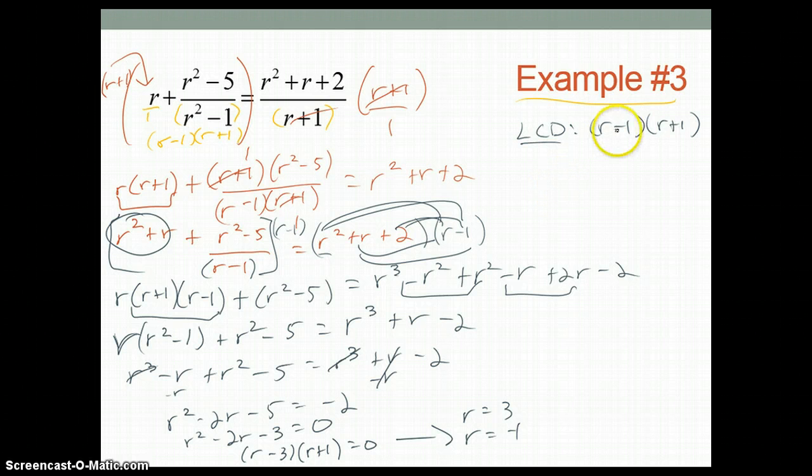Again, you can do this at the very start and multiply by both things, or you can take it one step at a time and say, how can I get rid of one fraction, and then move on to our new problem and say, how can I get rid of the other fractions, and solve. And you'll always want to plug these back in to ensure that they're correct.